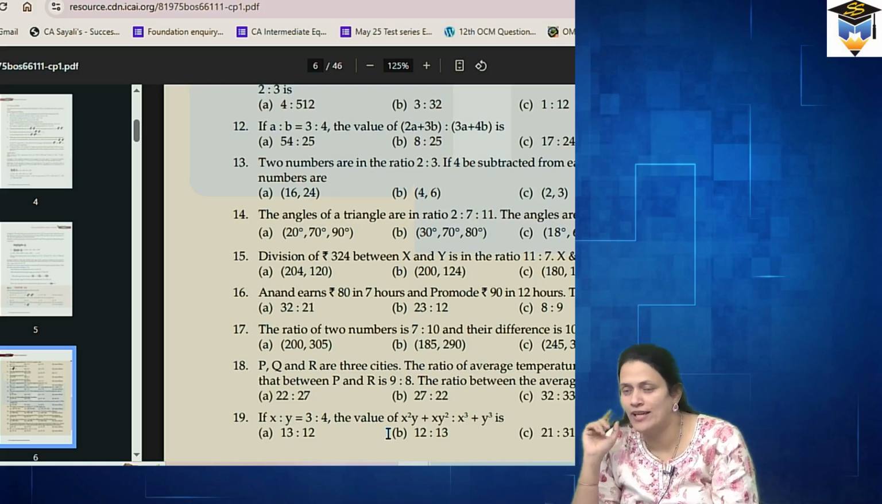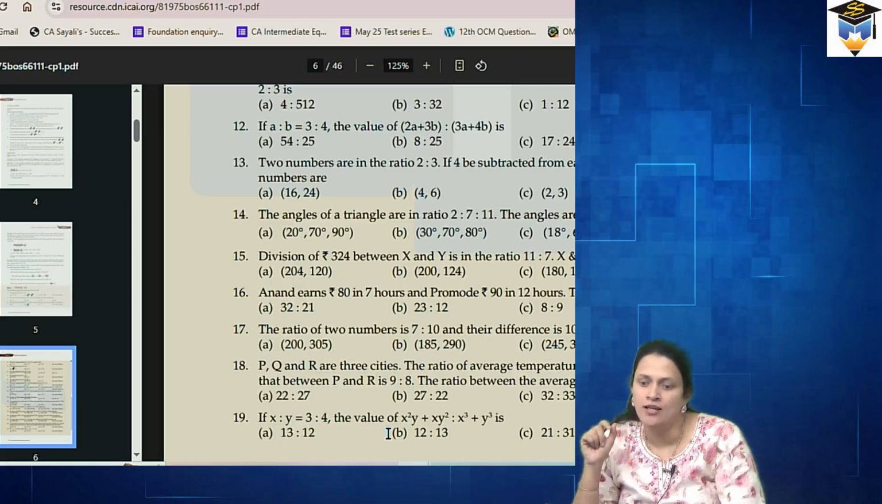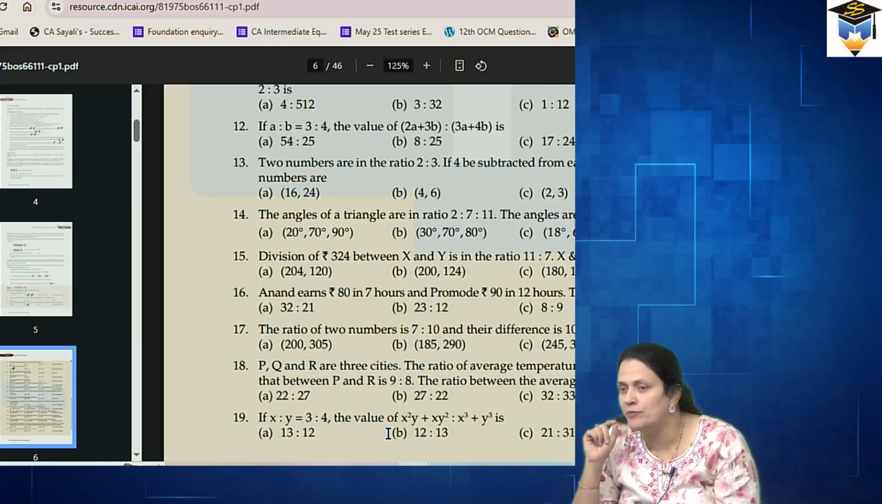It is to find x cube plus y cube. Okay, tell me the 15th. So what was the value of x? 18. Yes. So now 11x is how much? 11 multiplied by 18. So how much is 11 multiplied by 18? 198. And how much is 18 into 7? None of these. The option is none of these.